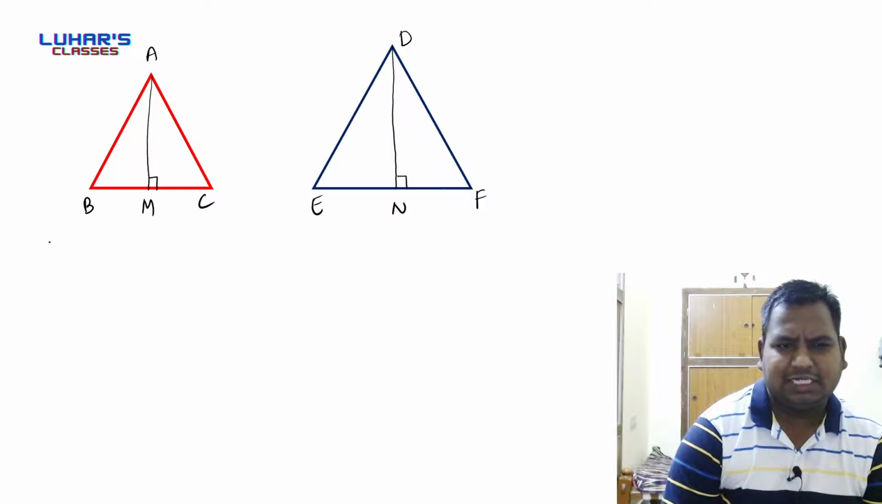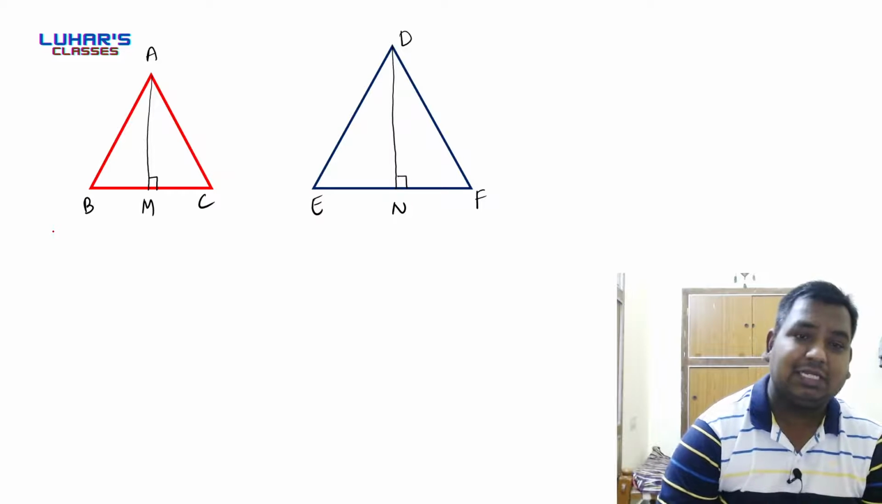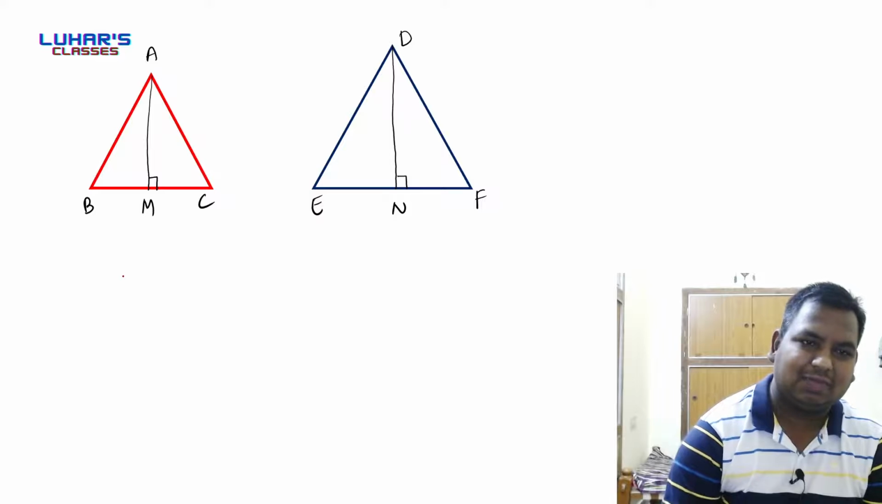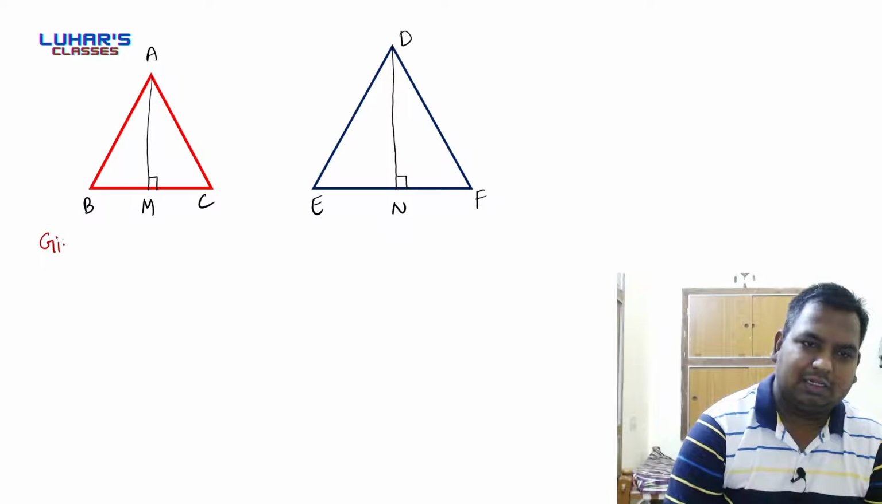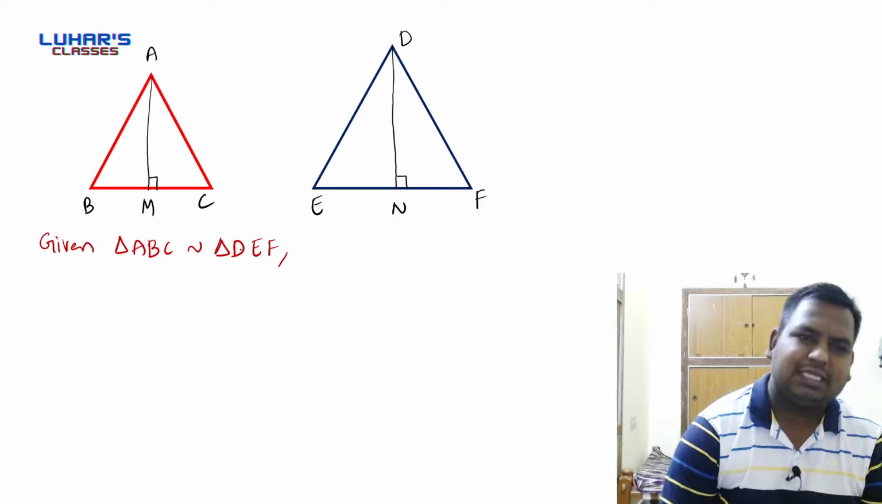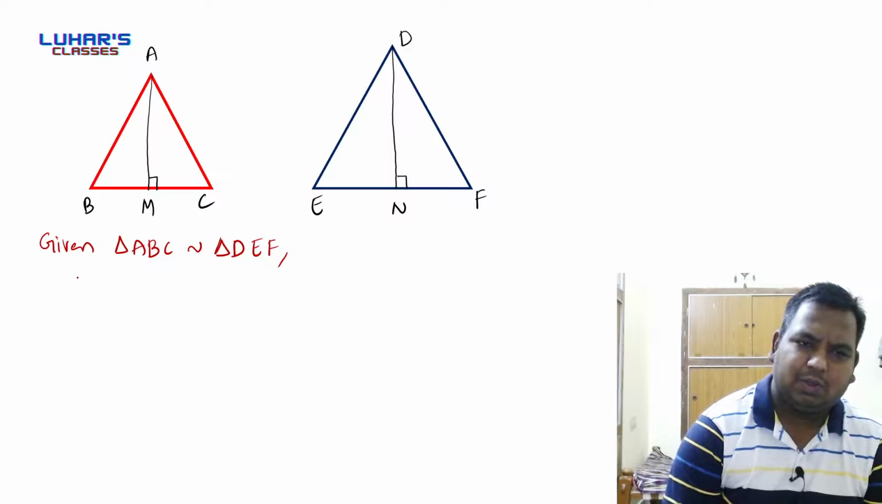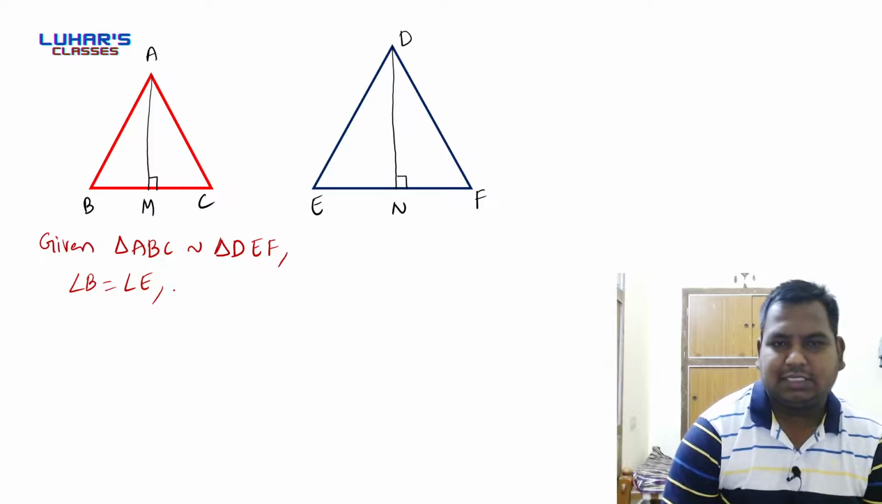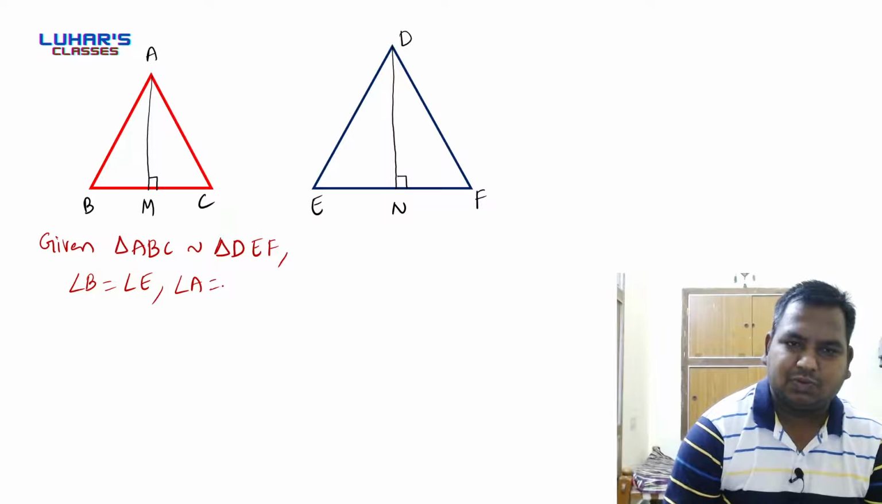Actually, in the question he has given that triangle ABC and triangle DEF are similar. Given: triangle ABC is similar to triangle DEF. So since both the triangles are similar, we can say that corresponding angles are equal. We can say that angle B is equal to angle E, angle A is equal to angle D, and angle C is equal to angle F.